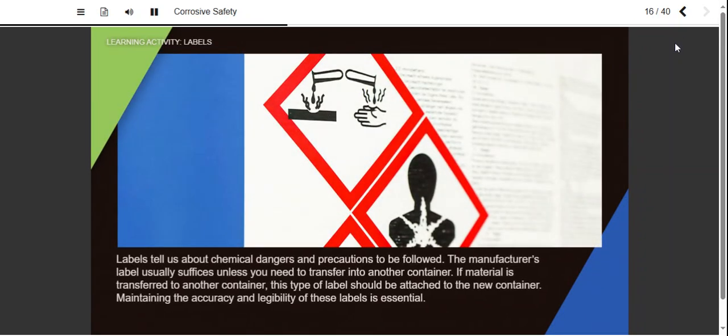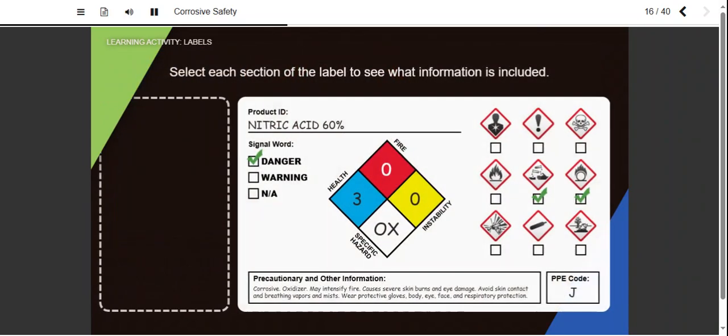Labels tell us about chemical dangers and precautions to be followed. The manufacturer's label usually suffices, unless you need to transfer into another container. If material is transferred into another container, a new label should be prepared and attached to the new container. Maintaining the accuracy and legibility of these labels is essential. Select each section of the label to see what information is included.